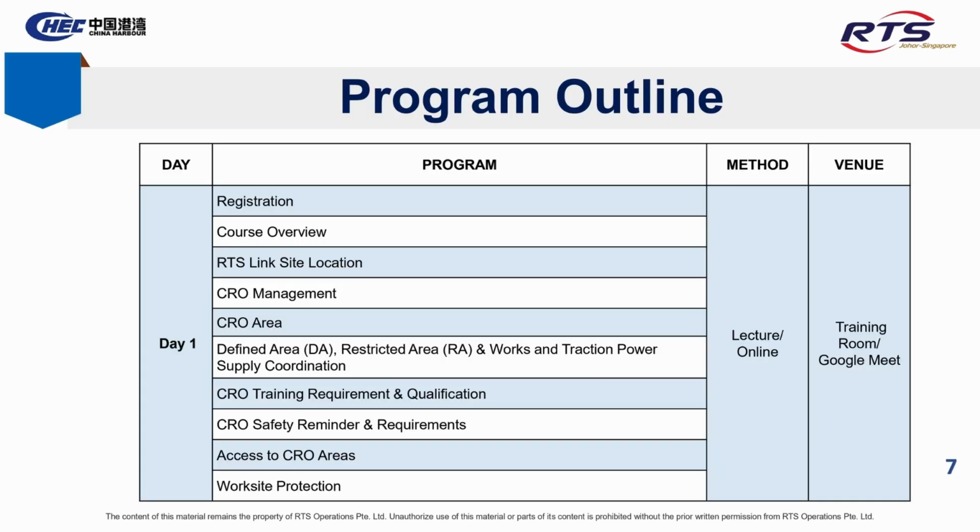Slide 7, Program Outline. Today's training includes registration, course overview, site location, and CRO topics such as area classification, traction power coordination, safety requirements, and access protocols. It will be delivered via lecture or online session.